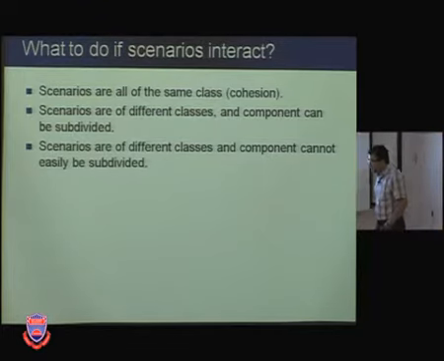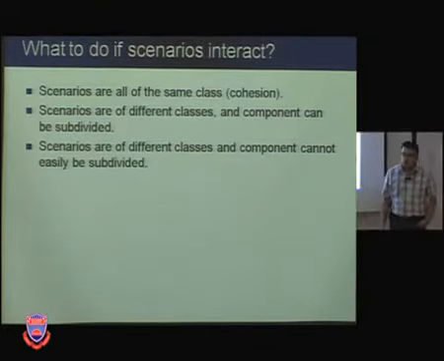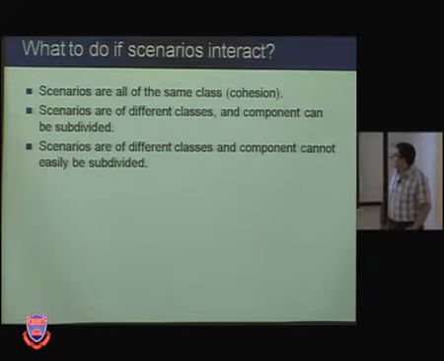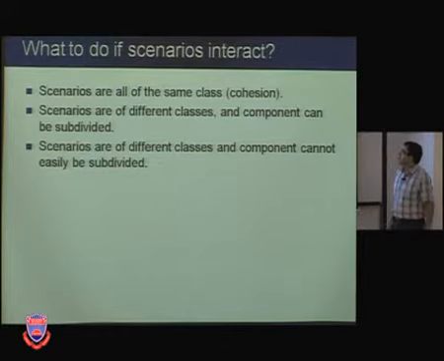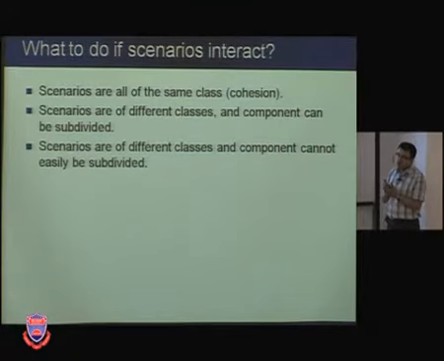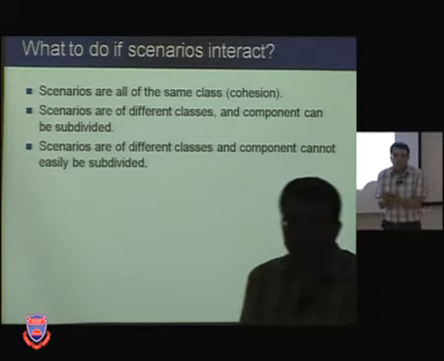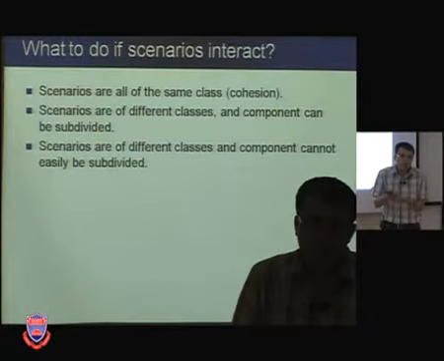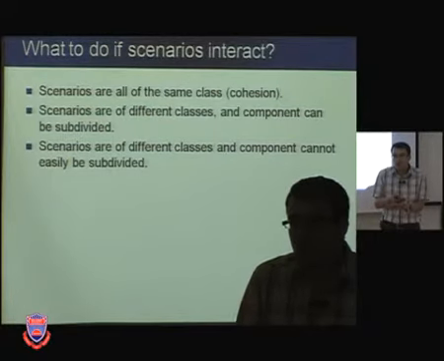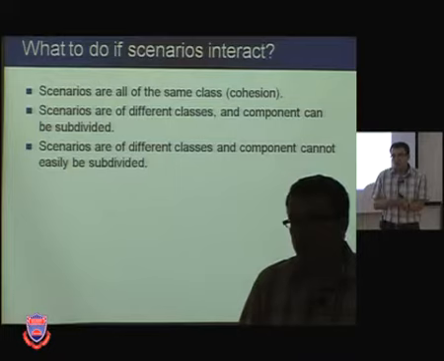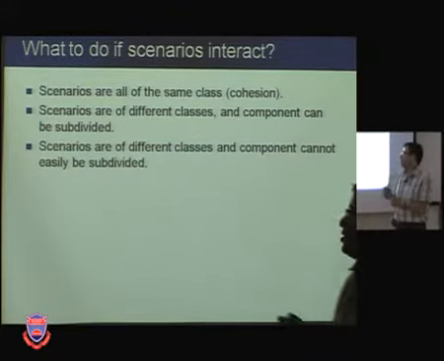So what should we do if scenarios interact? Scenarios could be all of the same class and relate somehow, cohesion. Scenarios could be of different classes or relate to different concerns. Then we should check whether the component can be subdivided. Okay? If 3 scenarios interact at some component, it might be that the component consists of 3 submodules, in which each submodule addresses a different concern. I think that's the second case.